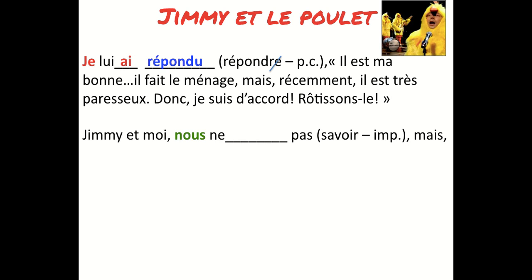Ok, phrase suivante. Vous conjuguez le verbe savoir à l'imparfait avec le sujet nous. Ok. La racine de l'imparfait pour le verbe savoir, c'est sav. Et puis, terminaison de l'imparfait pour nous, IONS. Alors, Jimmy et moi, nous ne savions pas.